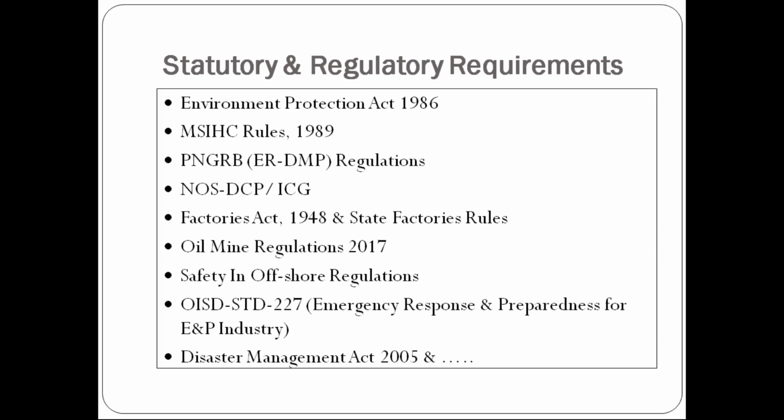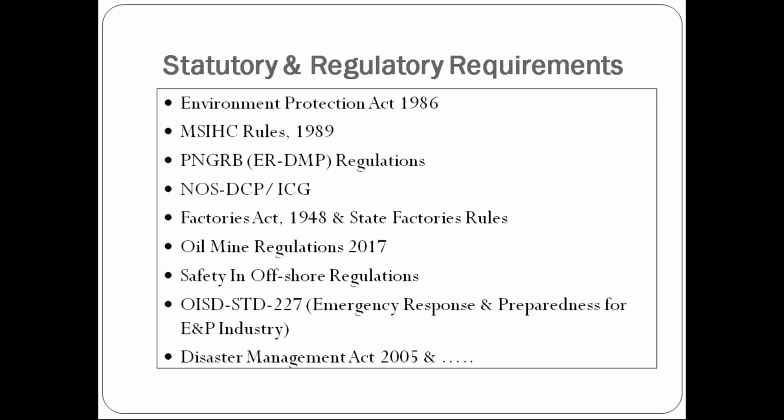There is also the NOS-DCP, the National Oil Spill Disaster Contingency Plan, which is normally prepared by the Indian Coast Guard. Based on that national oil spill contingency plan, the state level, district level, and industry or location level plans are prepared. These plans are also prepared and approved by these authorities, based on various types of resource requirements, depending on the type of materials we are handling.